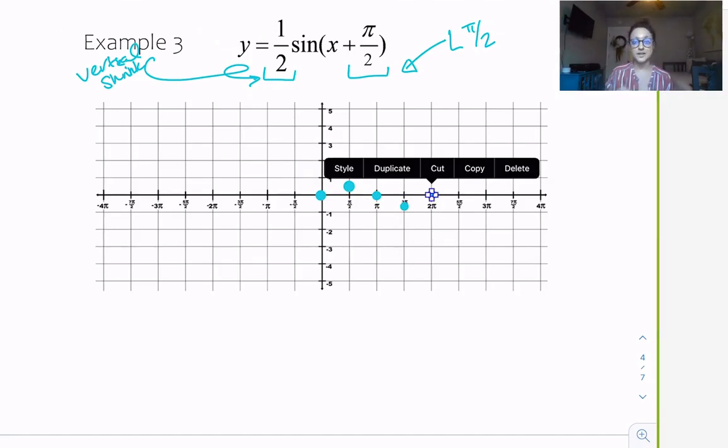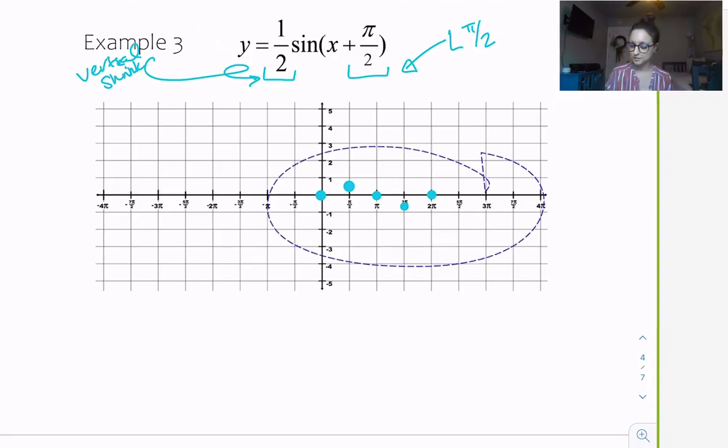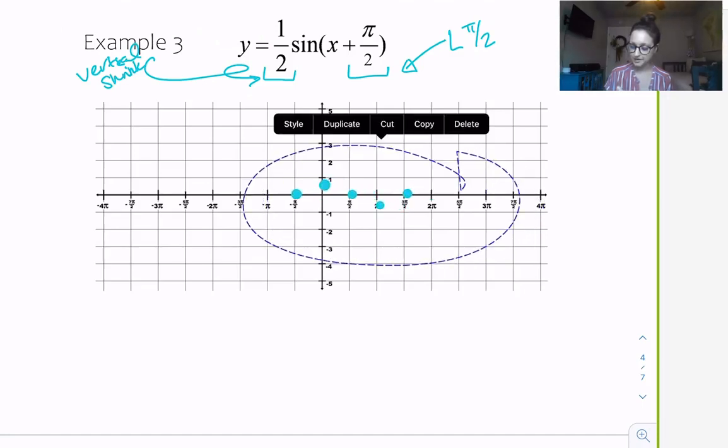Okay, so now the last thing I need to do is take care of this shift to the left, right? So what I'm going to do is we'll take all 5 points and let's shift them to the left by pi over 2.